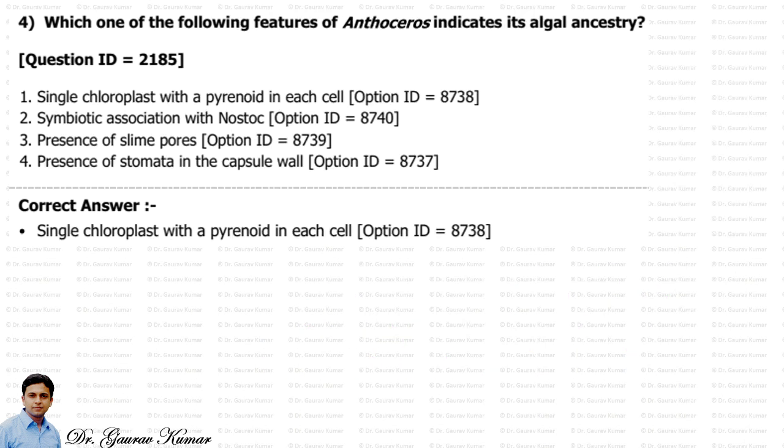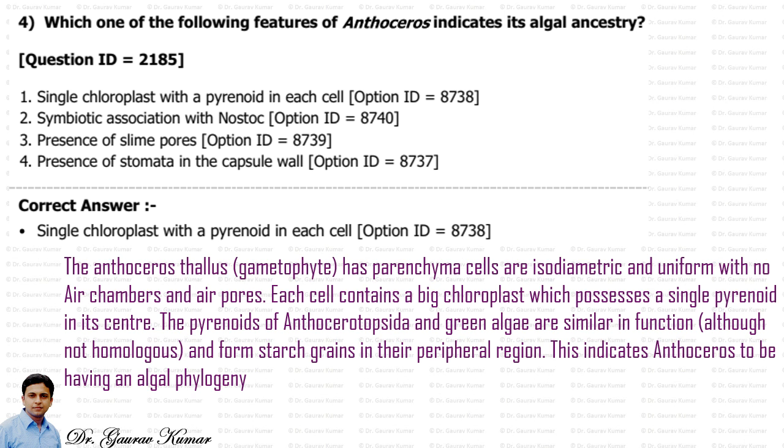Next question, which one of the following features of Anthoceros indicates its algal ancestry? The answer they have already given. The Anthoceros thallus gametophyte has parenchyma cells which are isodiametric and uniform with no air chamber and air pores. Each cell contains a big chloroplast which possesses a single pyrenoid in its structure.